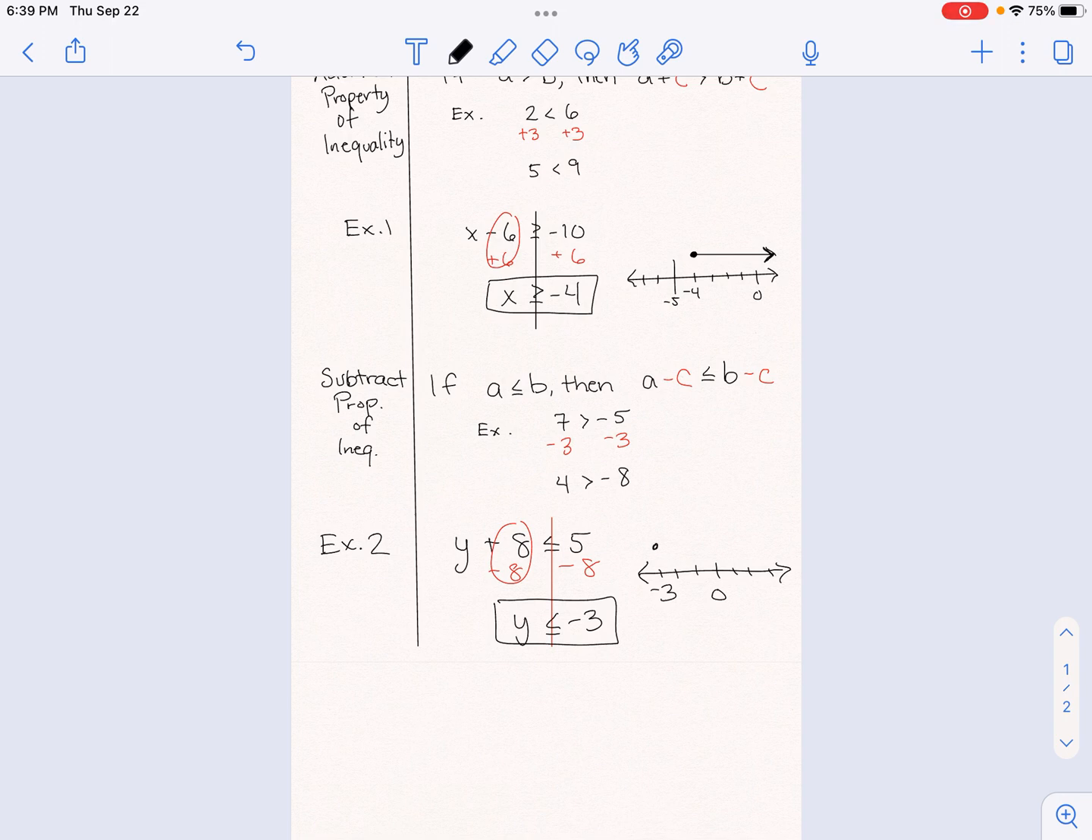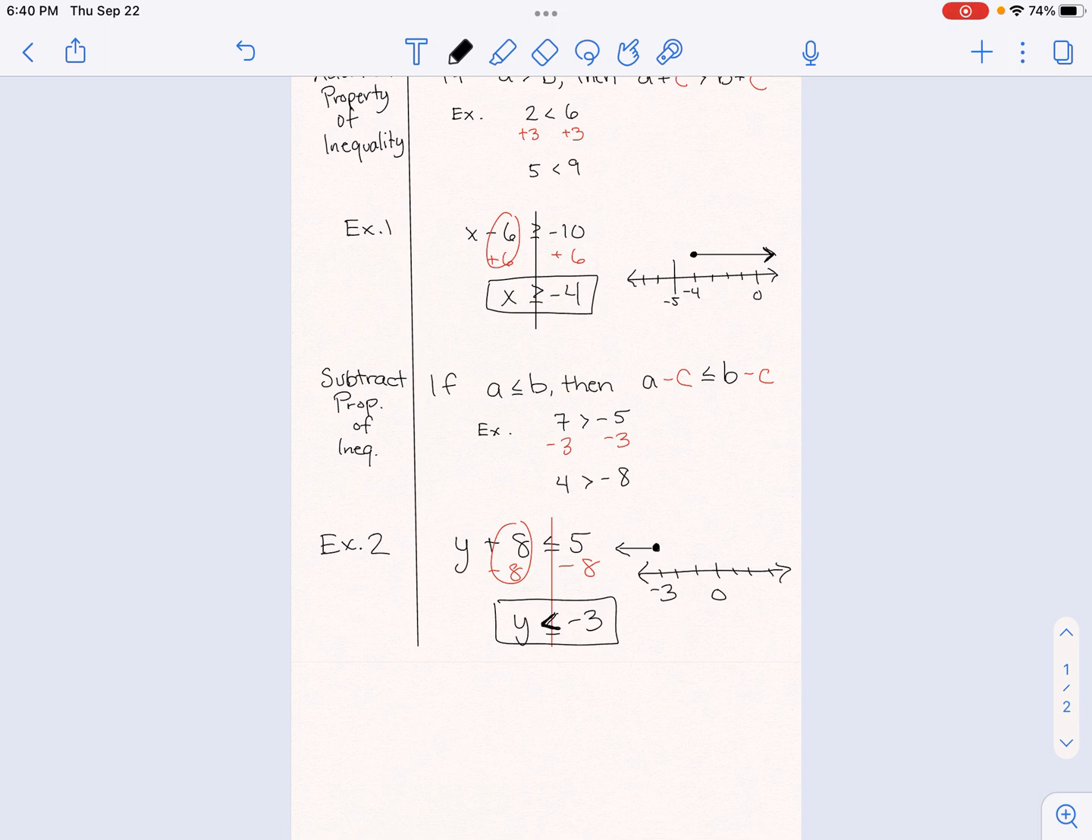This will be a closed circle because of the equal to part. And y is less than -3. So what number is less than -3? Right, -4, -5, -6, those are all to the left. Give yourself some examples. So it'll be pointed that way. But also here in the inequality, it's pointed to the left, or sorry, pointed to the letter. Letter means left. Okay, and let's do one more example.